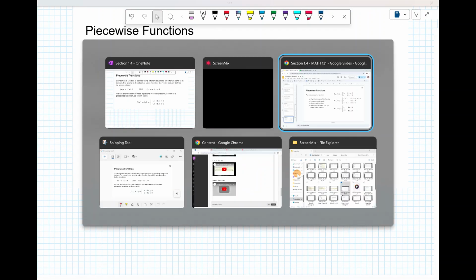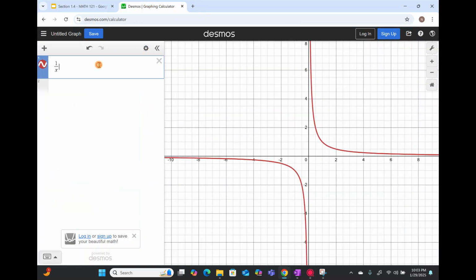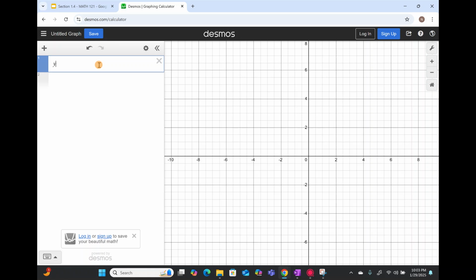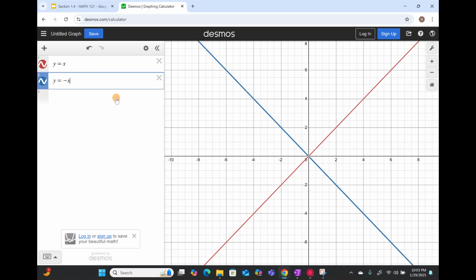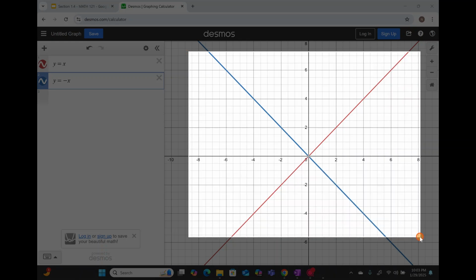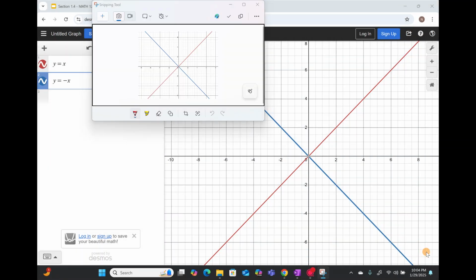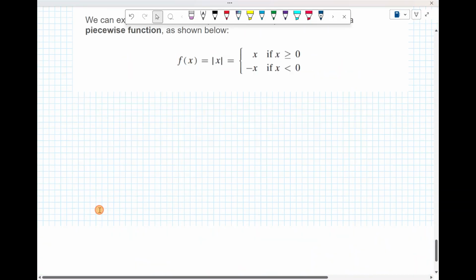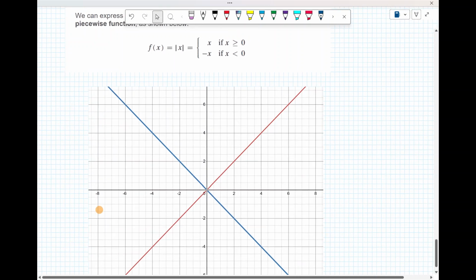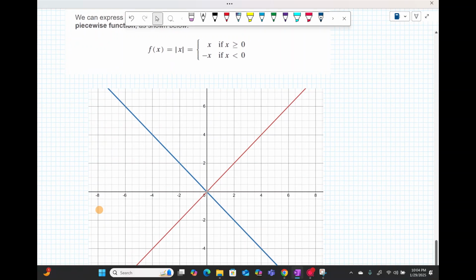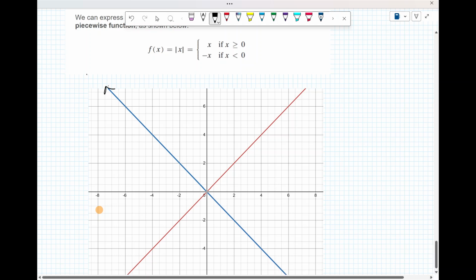Just to drive this point home, I'd like to graph both of these functions. So we have y equals x, and we have y equals negative x. I'm going to just copy and paste these very quickly. And let's think about what this piecewise function is saying. And again, this is y equals negative x, and this is y equals positive x, the red line.